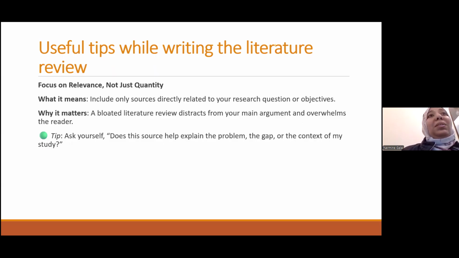Relevance, not quantity. Don't include many studies based on their quantity, 10 studies, 20 studies, 30 studies. No, don't do this. Include studies based on the relevance to your research topic, to your research question. It's not about having a very dense literature review. It's about having a very concise yet informative literature review.